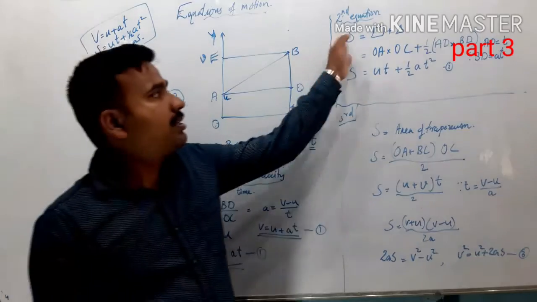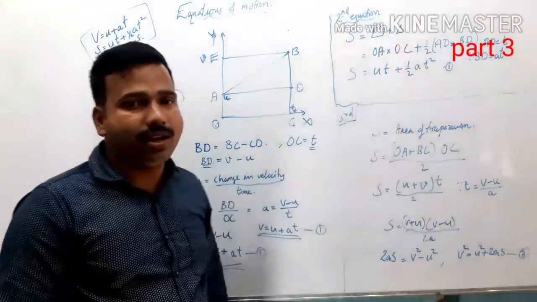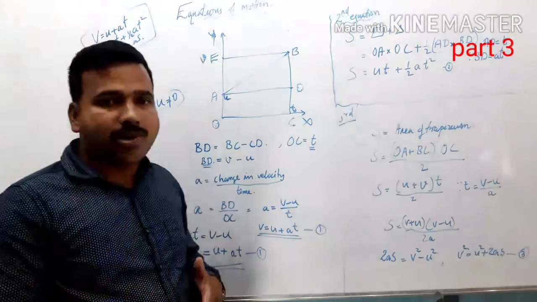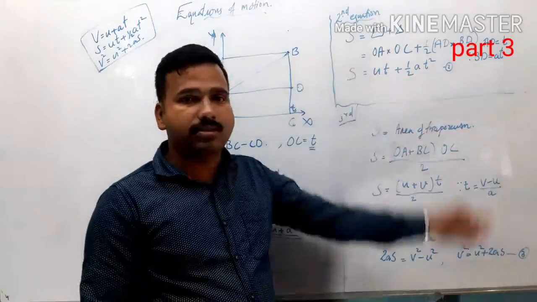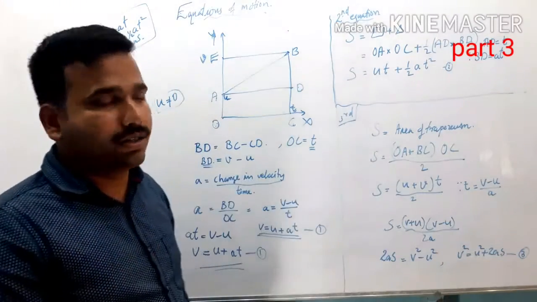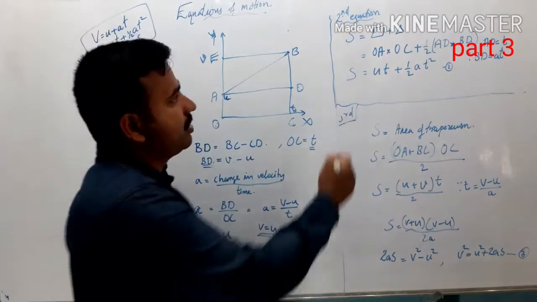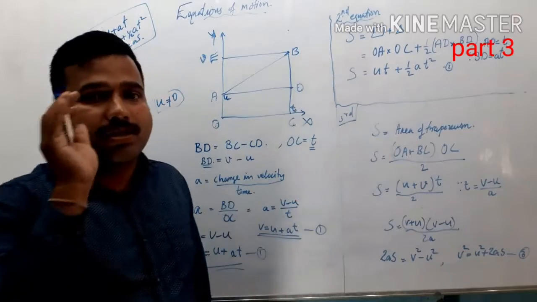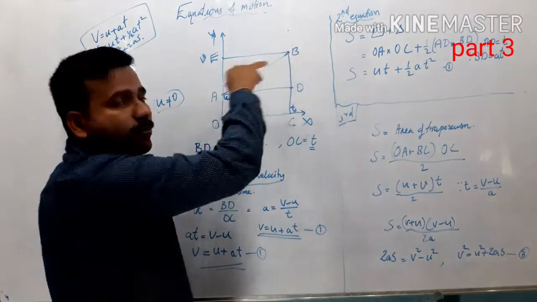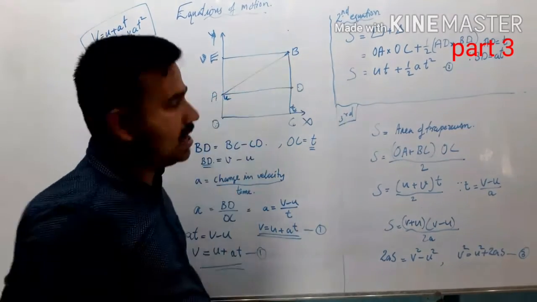Then we are moving on to the second equation of motion, in which there is a distance time relation. The first equation is known as the velocity time relation, the second equation is known as the distance time relation, and the third equation is known as the position velocity relation. So in the second equation, the distance time relation, we need to calculate the distance travelled S during the interval A to B, or during the journey of our object from the point A to B.